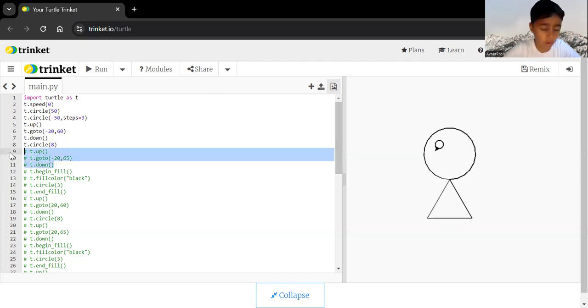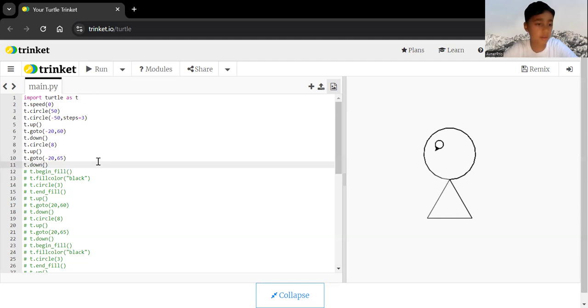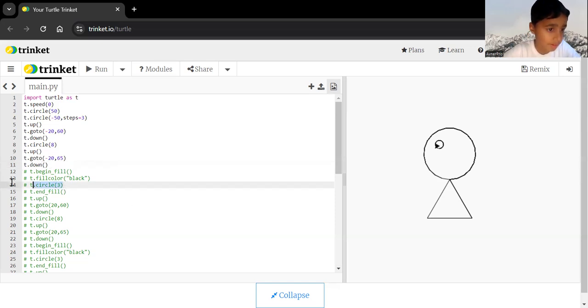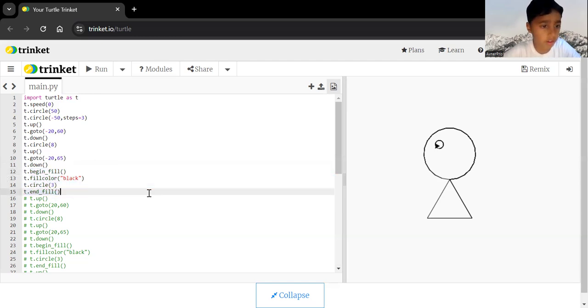For that, the x-axis is the same, but the y-axis is different. It has to go upper. So it's 65, which would be in the center right there, and I made it 3. And we have to fill this color with black, because our pupil is black. You can see, it's black now.